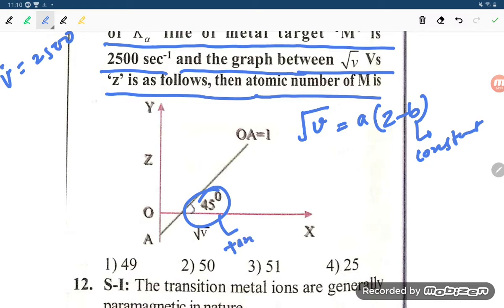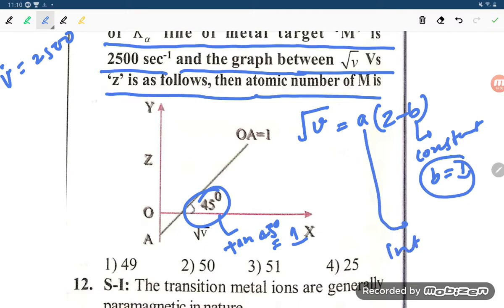Here b is a constant, students, for different elements. Tan 45 degrees is equal to 1, so b is equal to 1. A is the intercept, students. The intercept is going in the positive direction, that is plus 1. So a is equal to 1 and b is equal to 1.